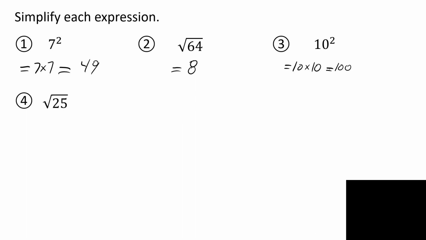Square root of 25 is your fourth example. Again, I've got to think what times what makes 25. And so it'll be 5 times 5. Right? 5 times 5 makes 25. So the answer is just 5.